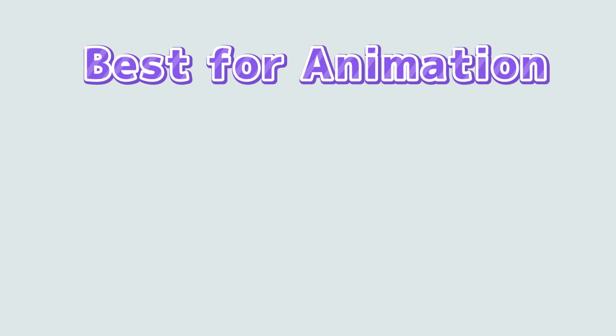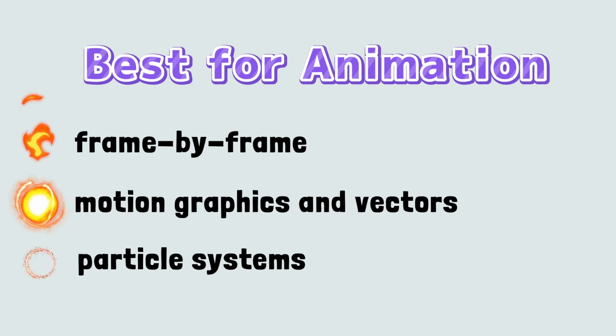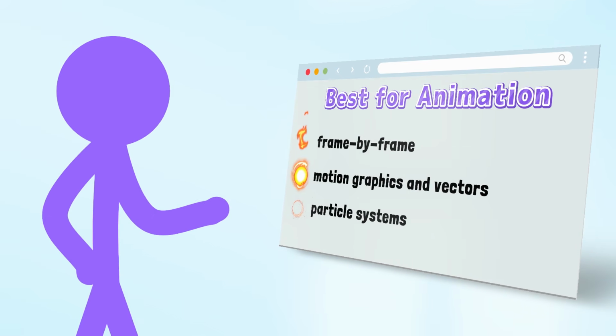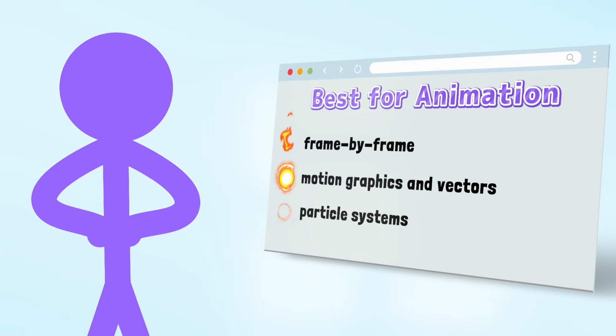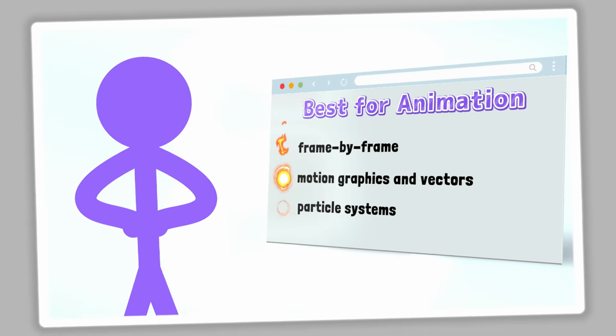Out of all the methods, the top 3 for custom effects are frame by frame, motion graphics and vector, and particle systems. These 3 give you the best results in the shortest time. In many cases, you'll want to use a combination of methods. In fact, I'm about to make a lightning effect using both motion graphics and vectors along with frame by frame.